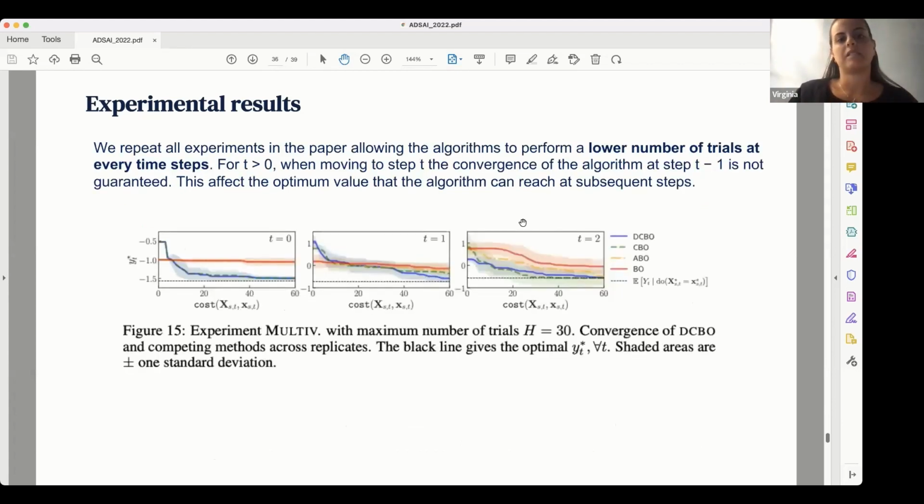I'd just like to finish by saying that DCBO does not look forward in time. It's just a one-step-ahead sort of method. So it just selects the optimal intervention given that we found the optimal at the previous time step. And so we've repeated the experiments by limiting the number of interventions that we can perform at every time step, to see the effect of not being able to identify the optimal before moving forward. And obviously, there is nothing that we can say about average sort of regret or non-myopic sort of regret.